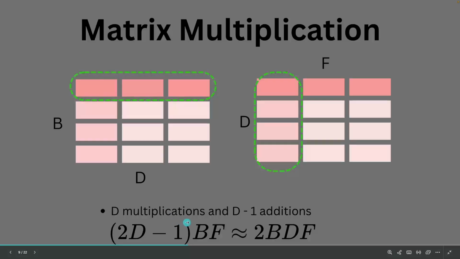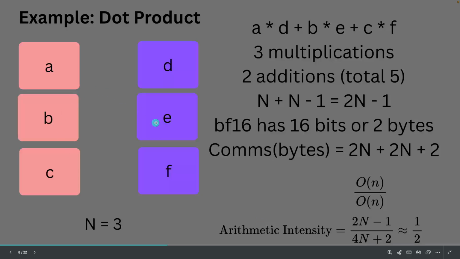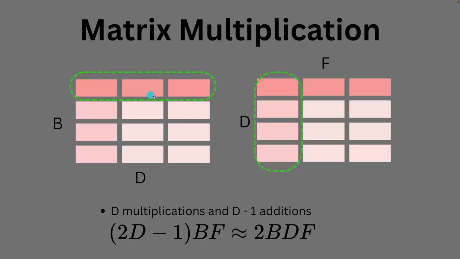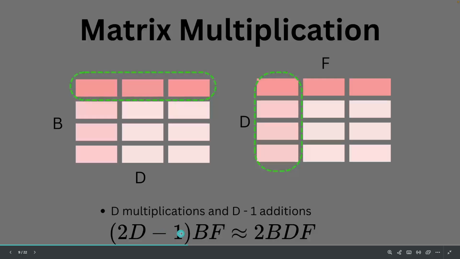So you will be doing D multiplications and D minus 1 additions. So this is basically a dot product between this row and this column. And you need to repeat this b times, and you need to repeat this for f columns. So the total number of operations is (2d minus 1) times b times f, and for simplicity you can ignore this minus 1, so it is almost 2bdf.